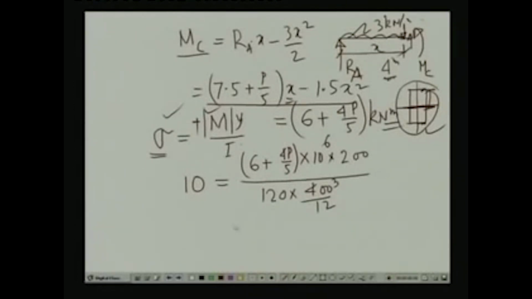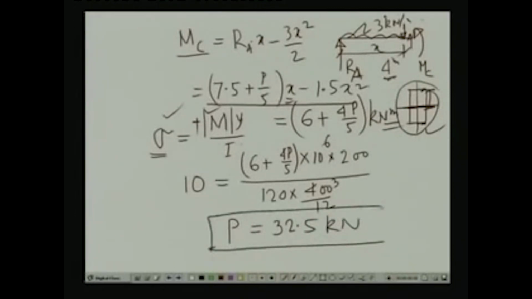Now, from this if we compute the value of P, we get the value of P as 32.5 kilonewton. So, this is the largest value of P that we can apply, so that the level of stress is within 10 megapascal. It does not exceed the value of 10 megapascal if we limit ourselves to 32.5 kilonewton load.